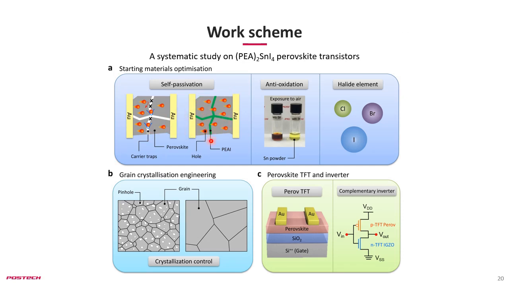We add excess A cation, and the A cation is located in the grain boundary and passivates the grain boundary very well. Secondly, we add tin powder as an antioxidant, and we also add a Lewis base additive to get high crystallinity, and finally a transistor and inverters are demonstrated.